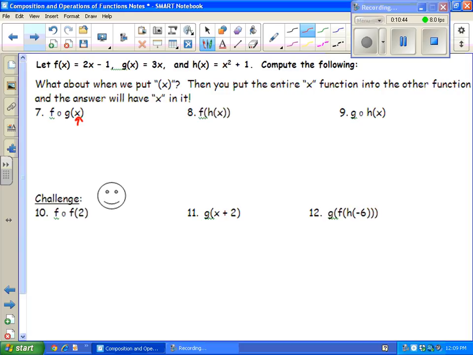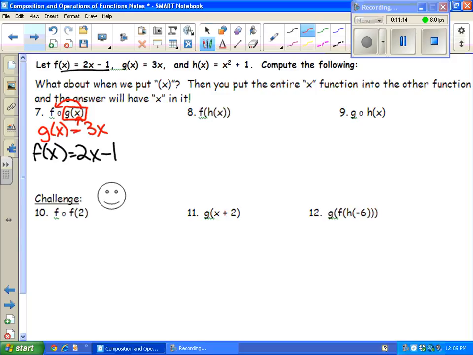So in this case, I'm going to start at the end and work my way forward. So it's like working from the inside out. I'm going to take the entire g of x function and put it where? Into f of x. Well, what does g of x look like? G of x is 3x. That's g of x equals 3x. Exactly what I did. I just pulled it down. Now, what does the f function look like? Well, the f function's up here. The f function is 2x minus 1.